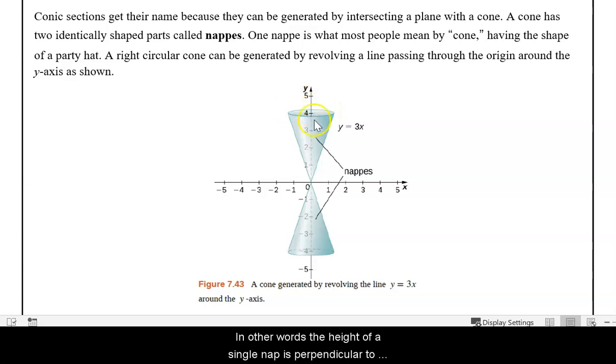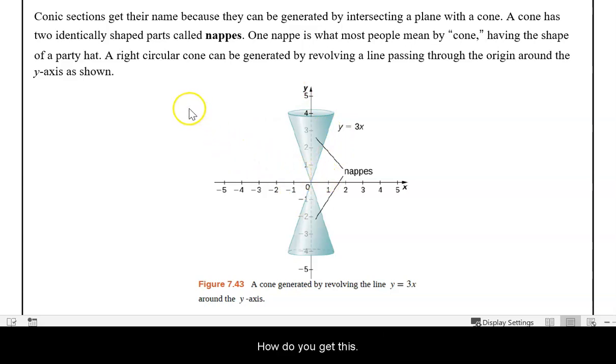In other words, the height of a single nappe is perpendicular to the base of the nappe, and that's what we mean by the word right. It's at a right angle. And we'll continue to refer to a single nappe as a cone, though technically the cone is both nappes, because I know that it will be hard to avoid years and years of practice at calling one of these a cone every time you want some ice cream.